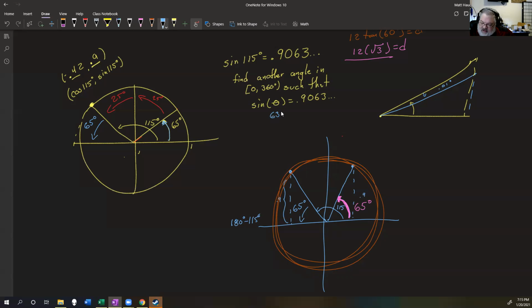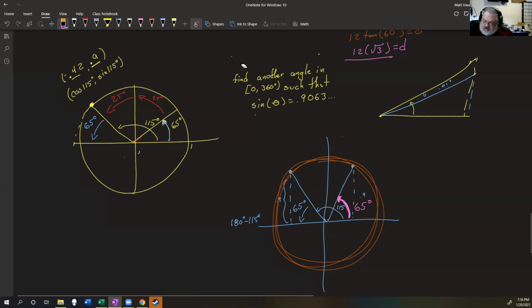So at 65 degrees, both the sine of 115 and the sine of 65 degrees are the same: 0.9063 equals 0.9063. What if we want to find an angle? Actually, I'm just going to change that. I'll rewrite all that.